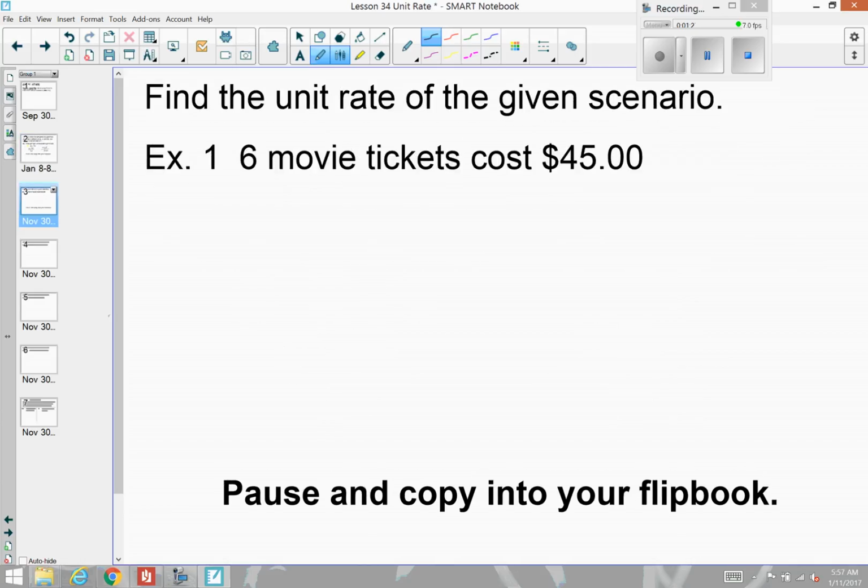All right, well, let's do some examples now. We want to find what the unit rate is for the given situation, the given scenario. In our first example, we have 6 movie tickets that cost $45.